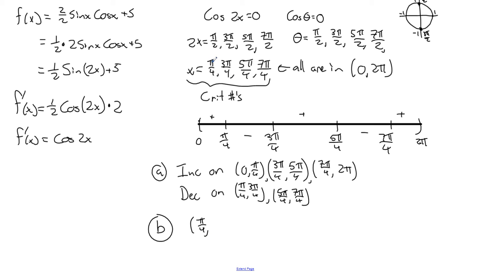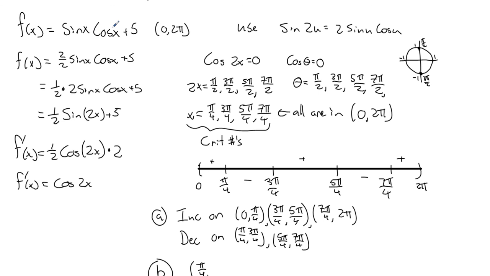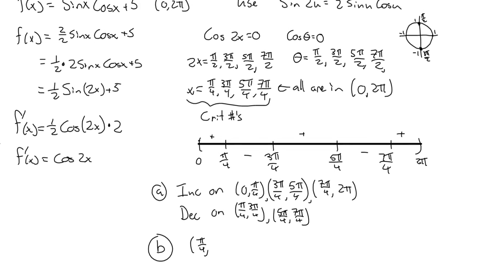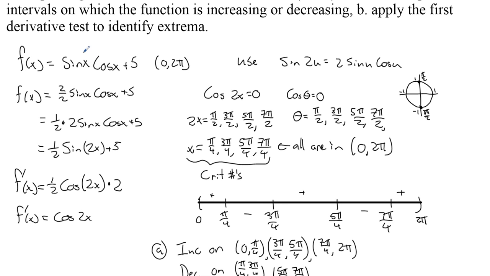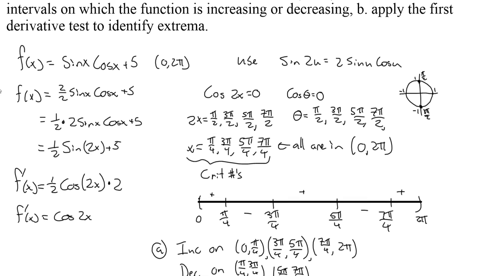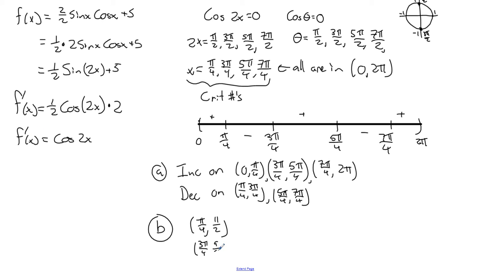And when I plug in pi over 4 into the original function, this one here, the sine of pi over 4 is square root of 2 over 2. The cosine of pi over 4 is square root of 2 over 2. When I multiply those together, I get 2 over 4, which is a half, plus 5, there's 10 halves, so 11 over 2. I also have 3 pi over 4. And when I plug it in here, 3 pi over 4 will give me the sine value positive square root of 2 over 2. The cosine will be negative square root of 2 over 2. So that'll be negative a half plus 5, which would be 9 halves.